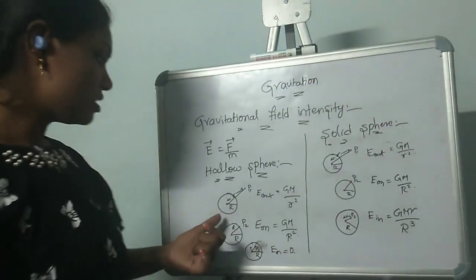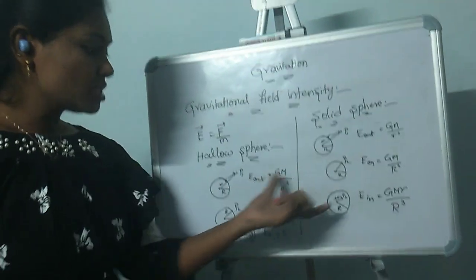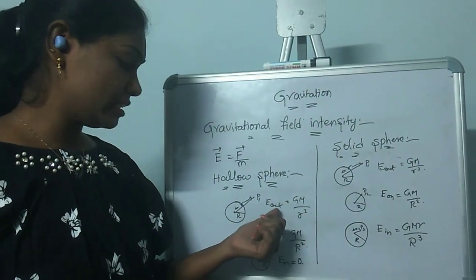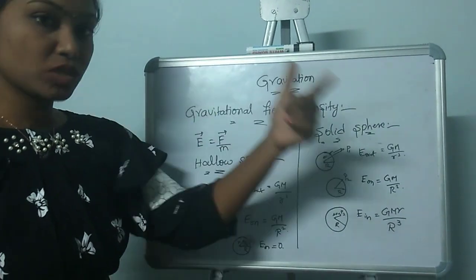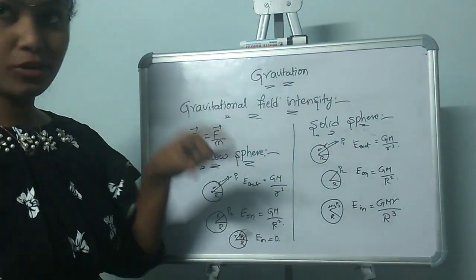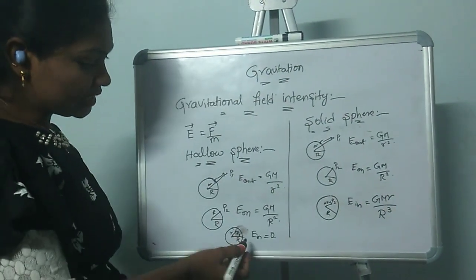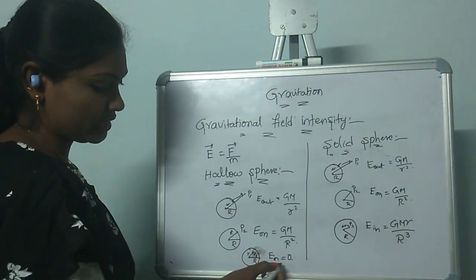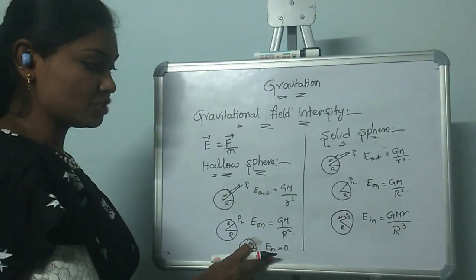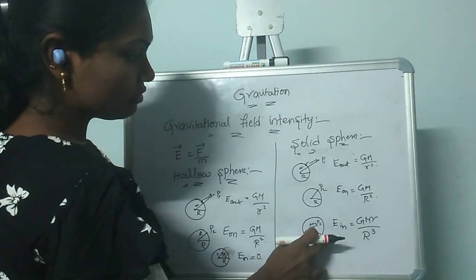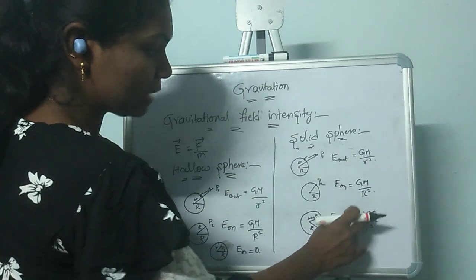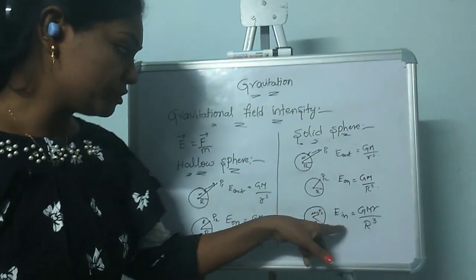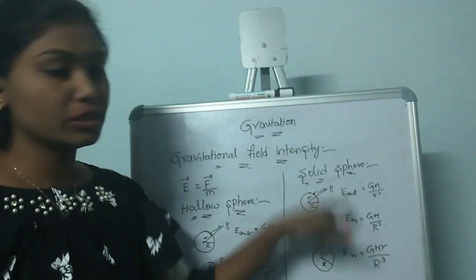When we compare the hollow sphere and the solid sphere, the gravitational field intensity is equal at a point outside and on the surface of the hollow sphere and solid sphere. But inside the hollow sphere there is no mass, that's why the inside gravitational field intensity is 0, whereas inside the solid sphere it is GM r by R cube. So we can have a derivation for this E inside for the solid sphere.